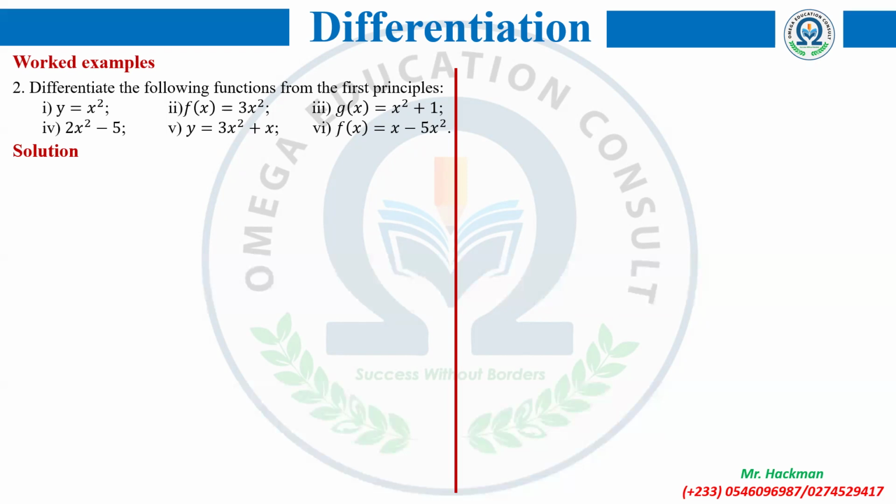So here we go. Solution: differentiate from the first principle. We underline this, because if you use any other approach, it will be different from the approach that we are going to use. So major question number 2, minor question number i. What are we given? y is equal to x squared. We need to differentiate this with respect to x from the first principle, because y depends on x.